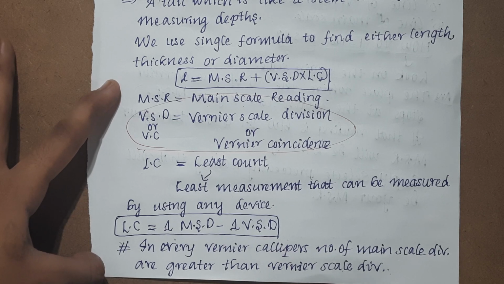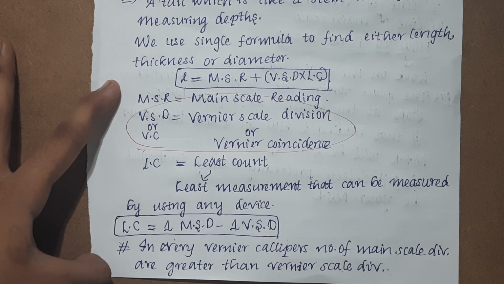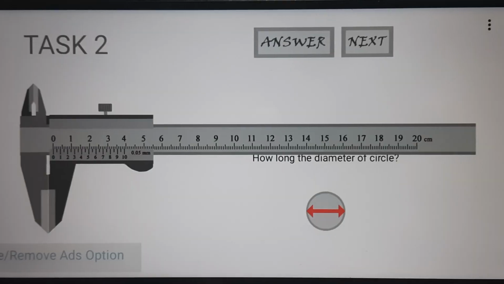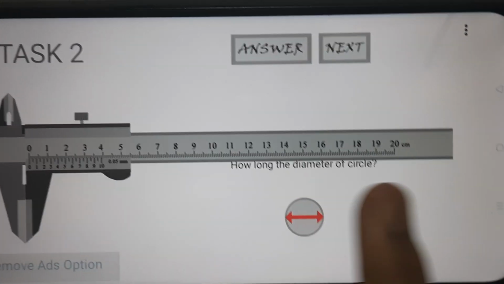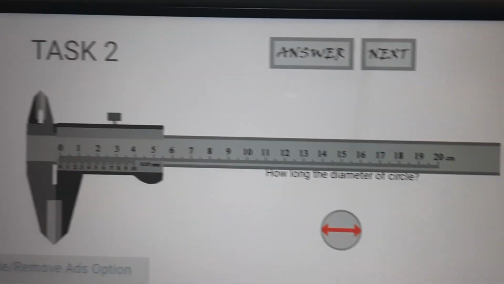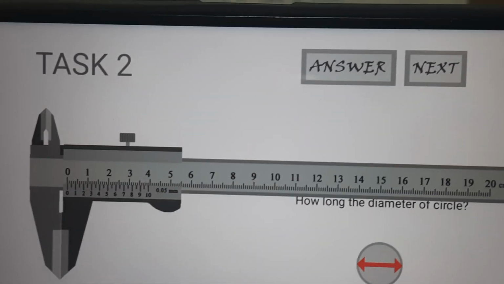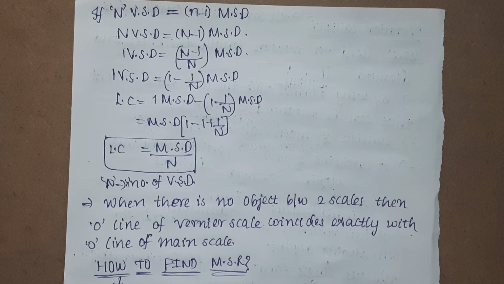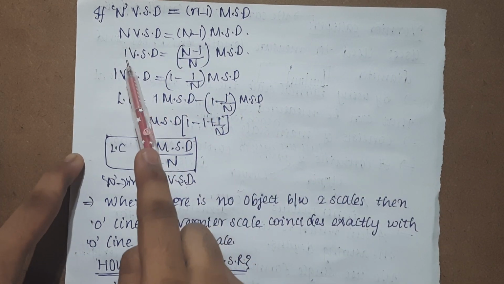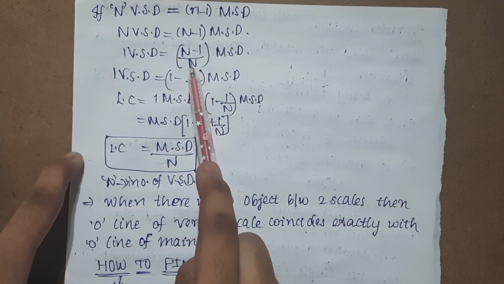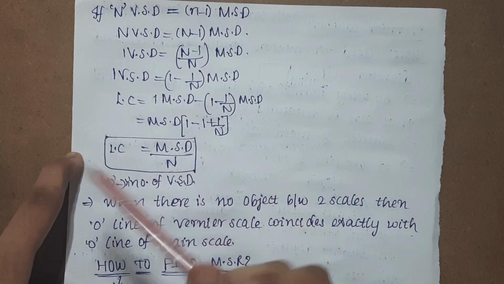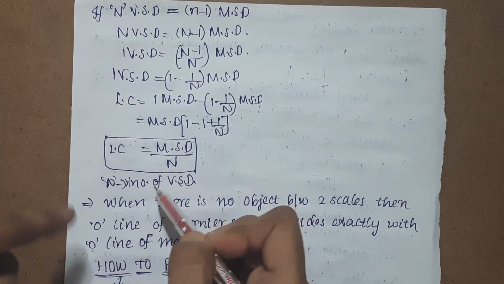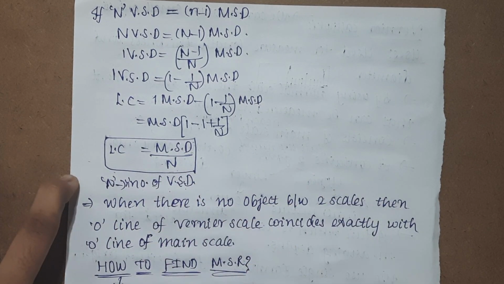In every Vernier caliper, the number of main scale divisions is always greater than the number of Vernier scale divisions. See here, the number of main scale divisions is greater than the number of Vernier scale divisions. And if n Vernier scale divisions is equal to n minus 1 main scale divisions, then 1 Vernier scale division is equal to n minus 1 by n main scale division. From that we can find another formula for least count, that is MSD by n. Here n refers to the number of Vernier scale divisions.